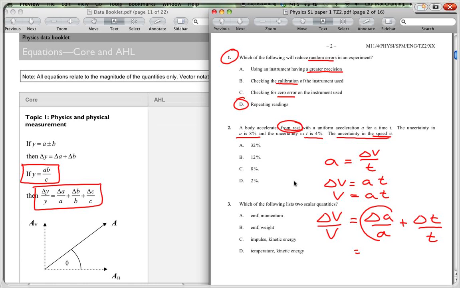Now, these two together will give me a relative error. And then when I multiply it by 100, I'll get a percentage error. So this is 0.08 plus, for the time, 0.04. When I add the two together, I get 0.12. That will be my relative error. And my percentage error, therefore, will just be that times 100, which will be 12%. So your answer for this is B. Question 2 is B.